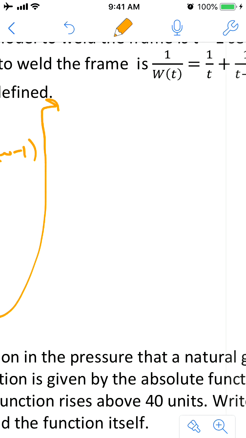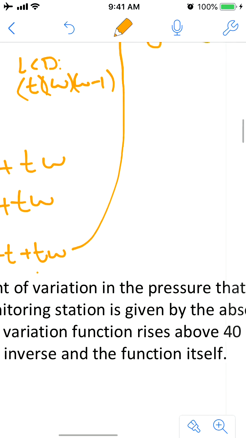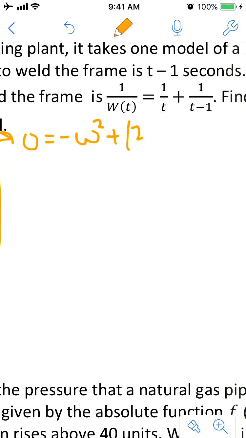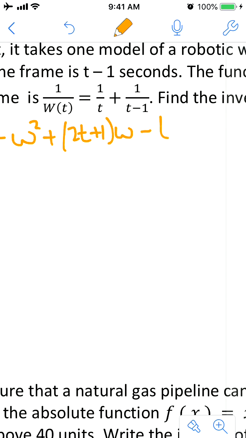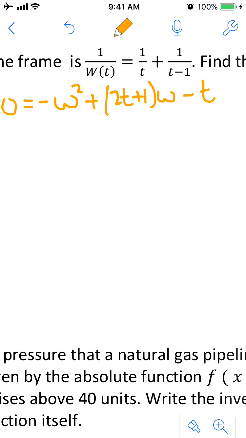We end up with 0 equals negative W squared plus, let's look at all the W things. We have 1 T and T, so 2 T's and 1 of the W's, and then minus T. That's what we have. Alright, cool. I know it doesn't look quite like it, but we do in fact have a quadratic formula. A is negative 1, B is this whole 2t plus 1 expression, and C is negative t. So there's a lot more variables than we've seen before, but that's okay. The quadratic formula works no matter what.